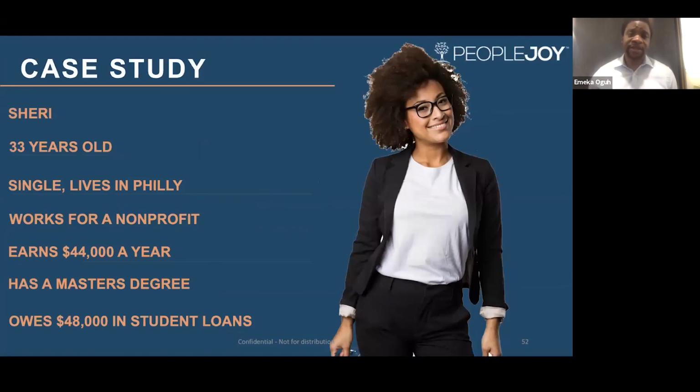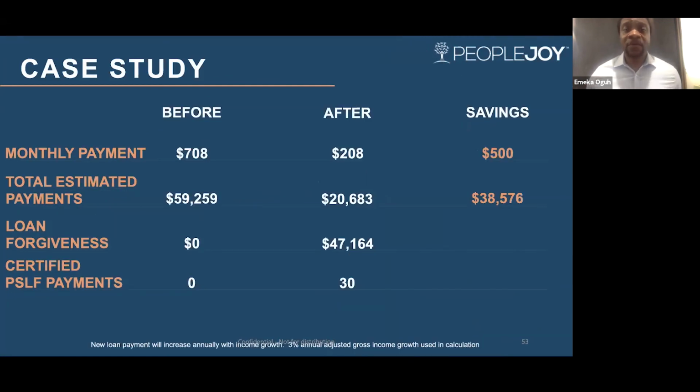Just want to give you a quick case study of an individual borrower that we worked with recently. Works for a nonprofit, has a master's degree. She has $48,000 in student loans and was earning $44,000 a year. She was actually in a payment plan that was paying $708 a month. So she didn't realize, because she worked at a nonprofit, she needed to be in an income-driven repayment plan.